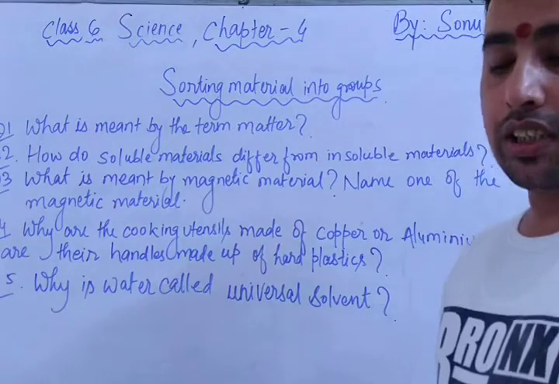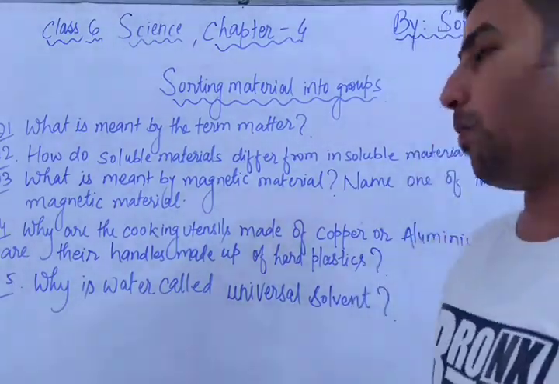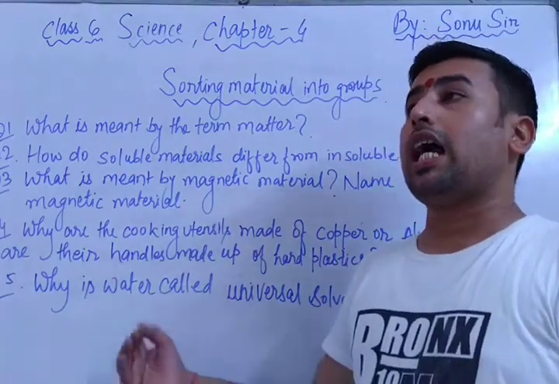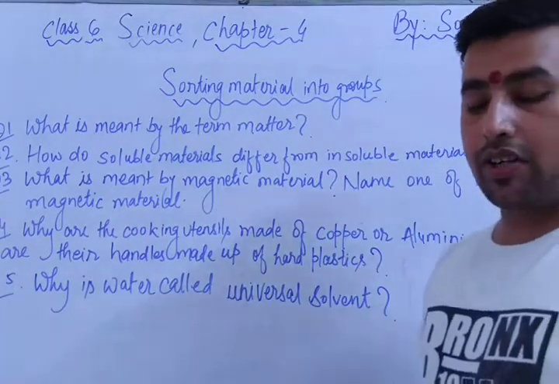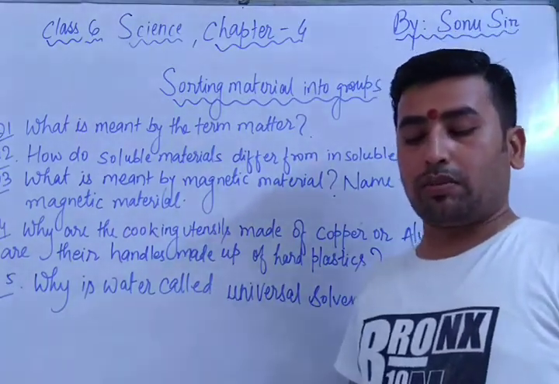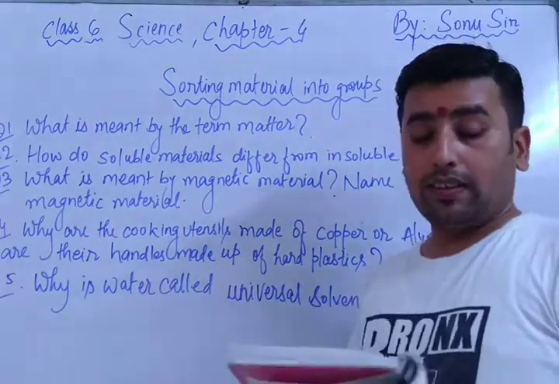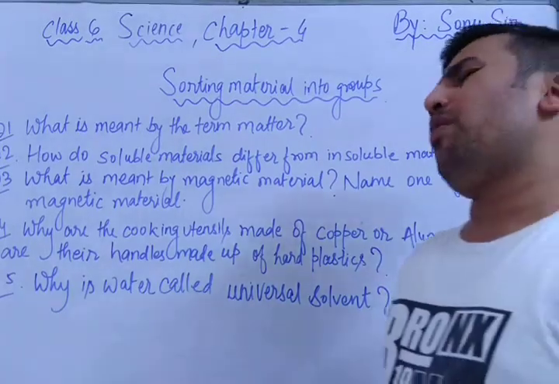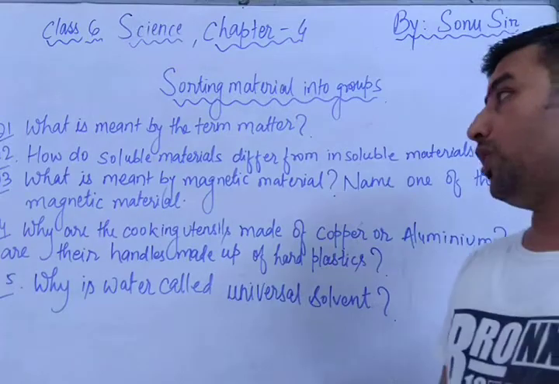Which of the following is a transparent material: glass, metals, wax paper, ground glass? Everybody knows glass is a transparent material because glass allows light to pass through it. Name an electrical device which uses magnetic materials. An electric motor uses magnetic material. Name one property which forms the basis of grouping of things. Any property you can say. If we talk about color, that can also separate the groupings of the material.